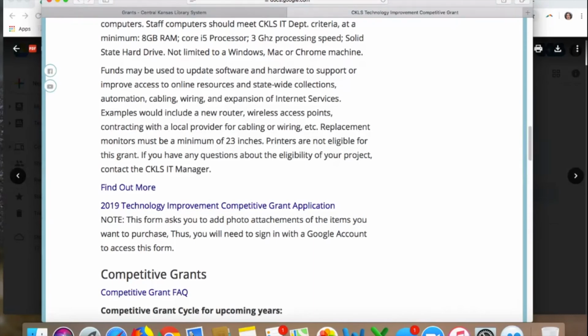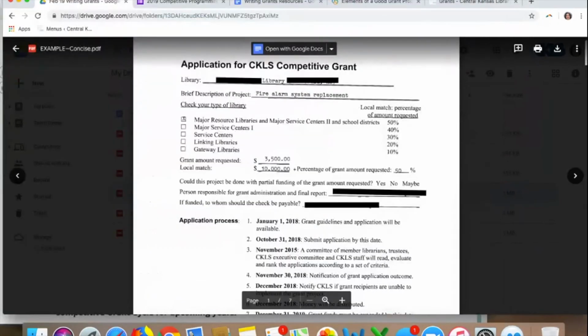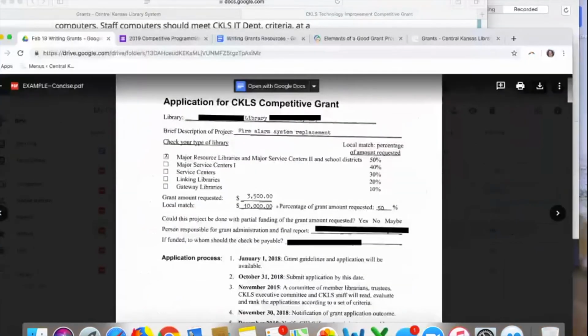And let me see if I can get to it here. It's not letting me scroll. Here we go. Maybe. It's not letting me do it. I don't know what's going on. Anyway, there we go.